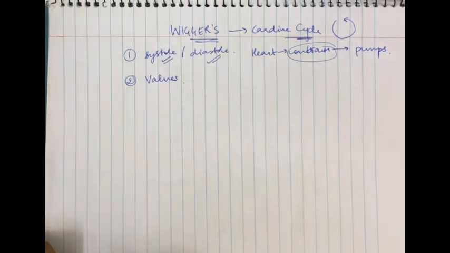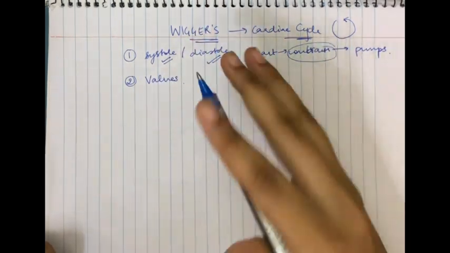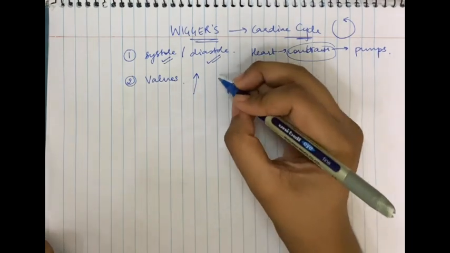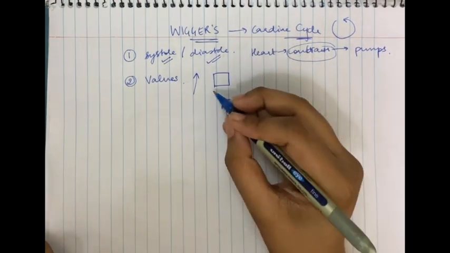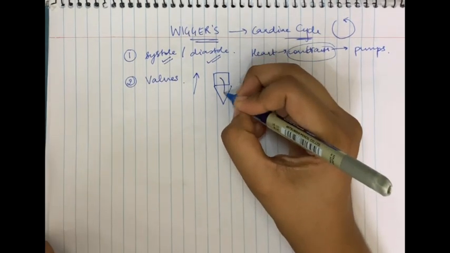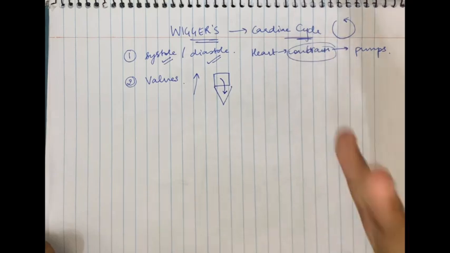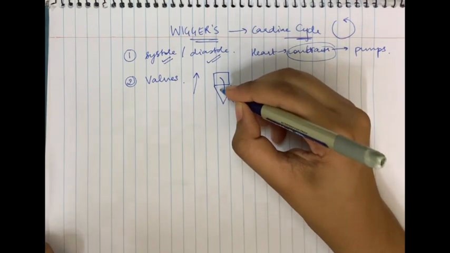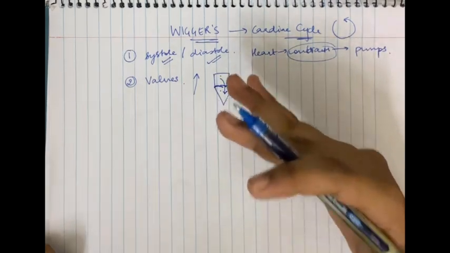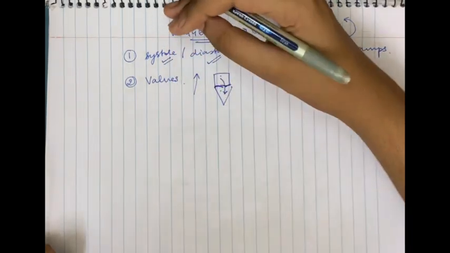So now these valves are present in the heart to prevent the backflow of blood. For example, this is the right atrium, this is the right ventricle. Now blood flows from right atrium to right ventricle, but it shouldn't flow back from right ventricle to the right atrium, and valves here ensure that the blood does not flow back. Let us now discuss the basic idea of cardiac cycle so that we understand the Wiggers diagram.